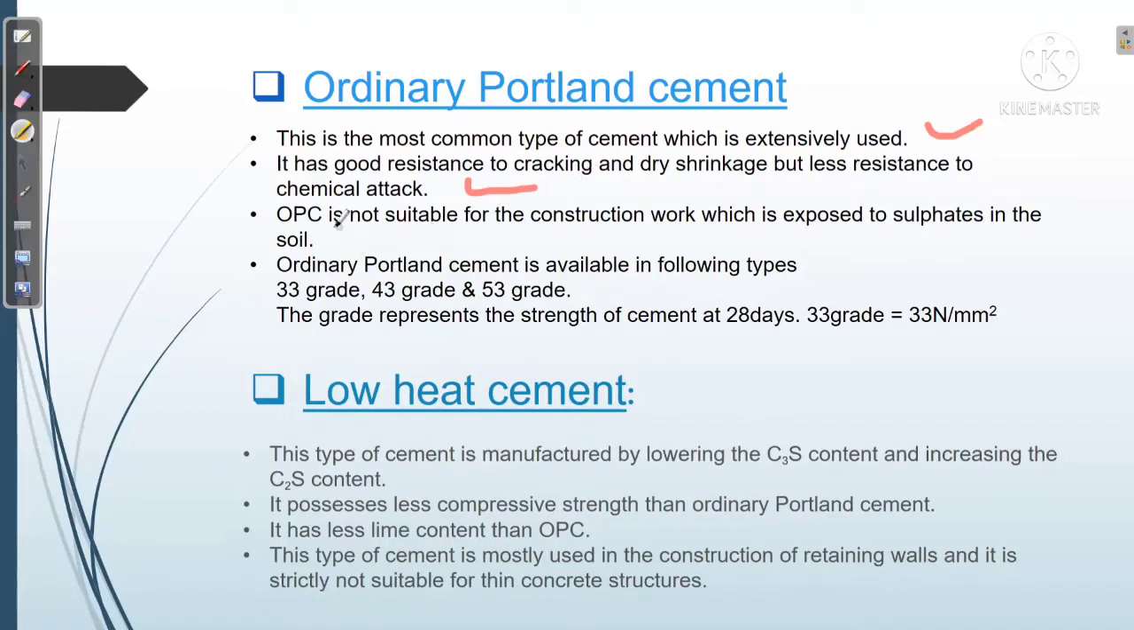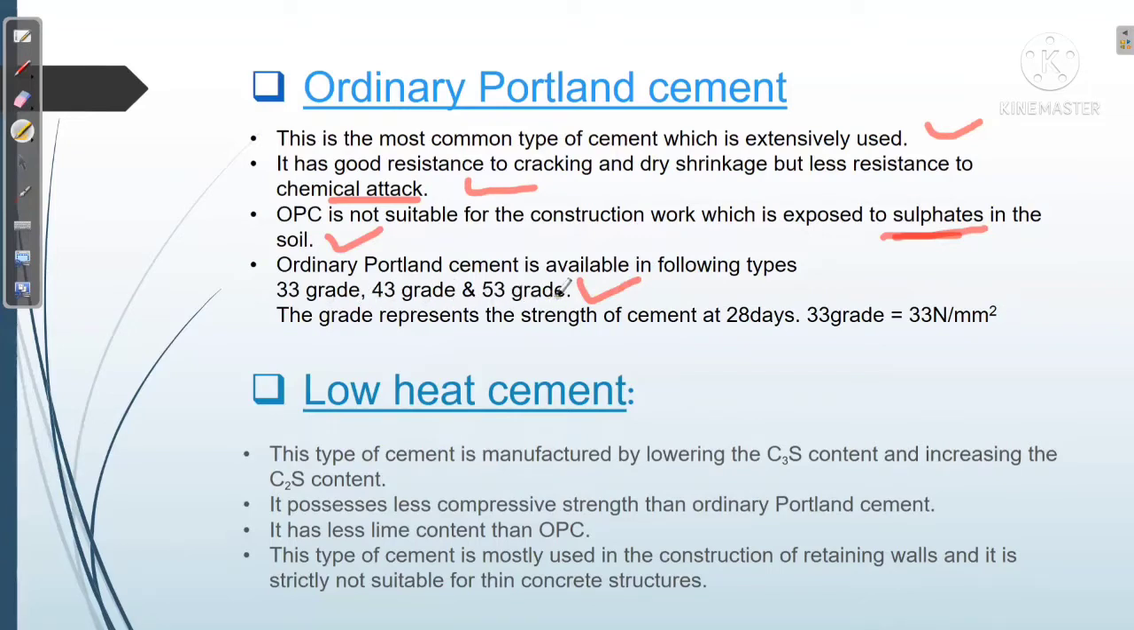Okay, OPC is not suitable for construction work which is exposed to sulfates, as we have discussed. That is, it has less resistance to chemical attacks. So wherever there is a use of sulfates, at that time we cannot use this kind of OPC cement, that is ordinary Portland cement. And ordinary Portland cement is available in the following types. Okay, that is 33 grade, 43 grade, and 53 grade.